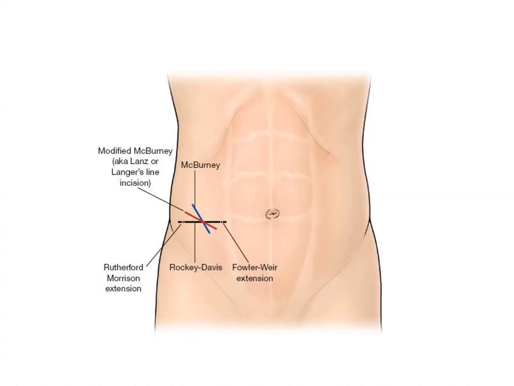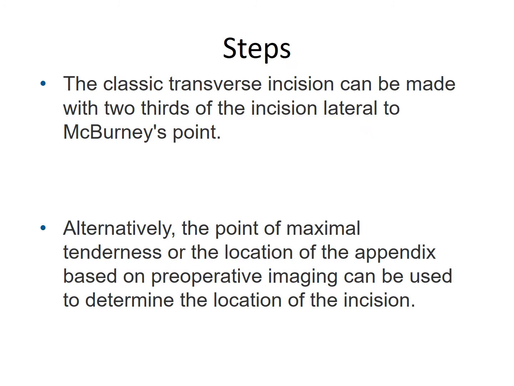This diagram shows the various incisions that are given, and the red line is the most commonly preferred incision, which is known as McBurney's incision or the gridiron incision. It is given at the junction of the medial two-thirds and the lateral one-third from the anterior superior iliac spine up to the umbilical region. The various steps are: the classic transverse incision can be made with two-thirds of the incision lateral to McBurney's point. Alternatively, the point of maximal tenderness or the location of the appendix based on preoperative imaging can be used to determine the location of the incision.